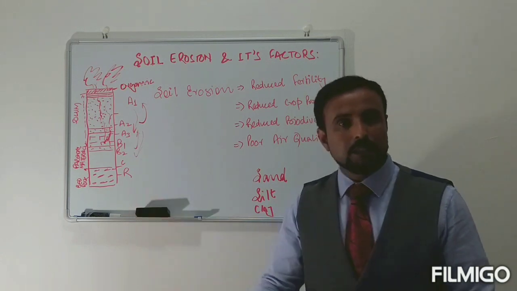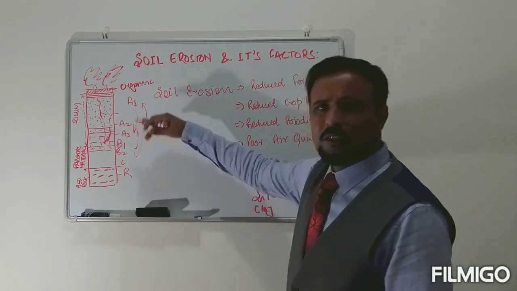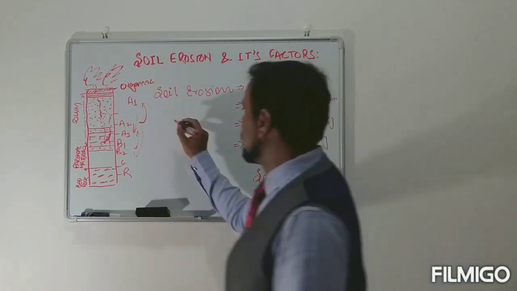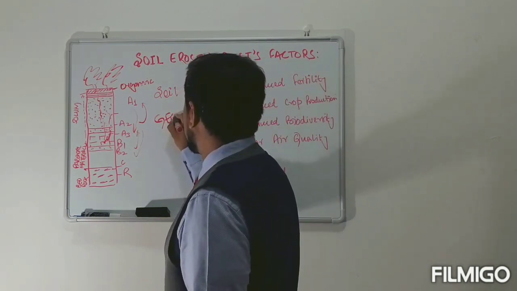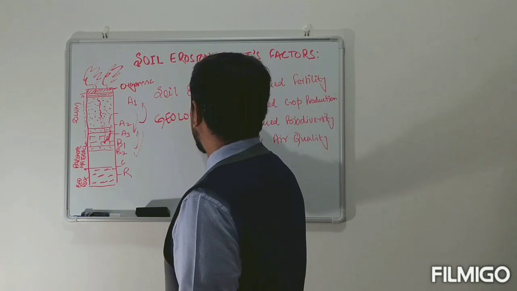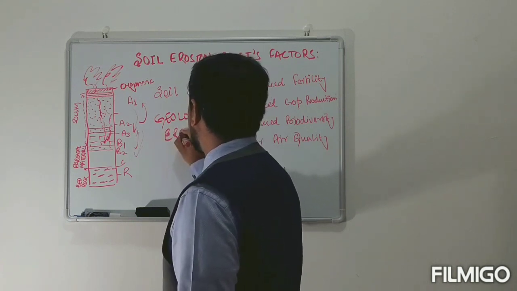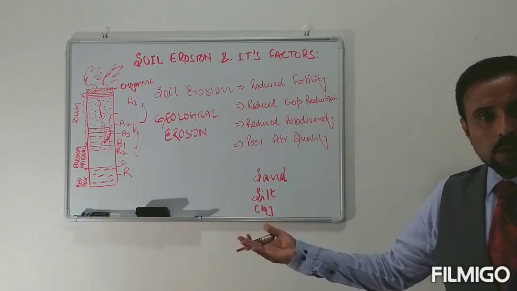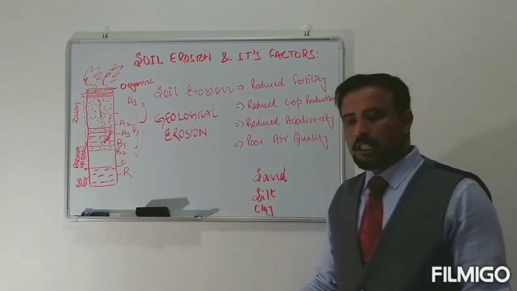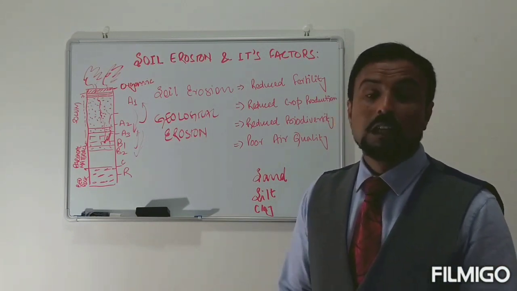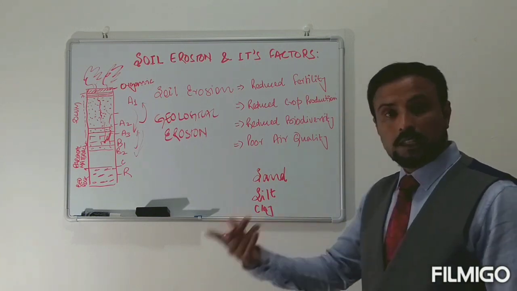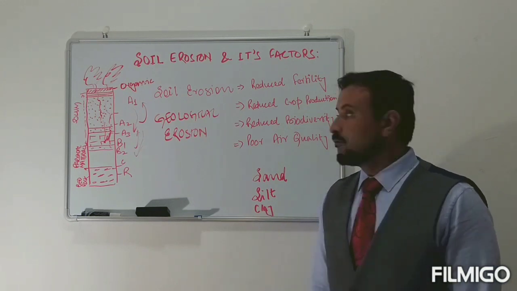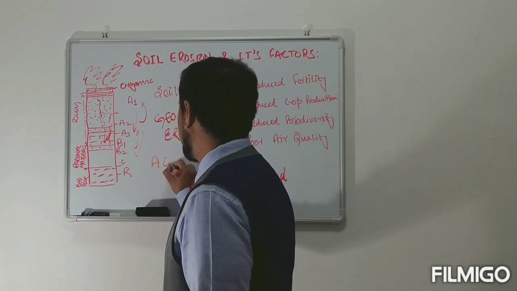So when it is happening naturally, when over long time periods the top layer is going down and lower layers are coming up, that is called geological erosion. Geological erosion, right? When geological erosion happens, that means it is not very risky, right? It is a safe kind of erosion. But the problem that we are going to discuss in the further lectures and this lecture as well is the second kind of erosion process, which is called accelerated erosion.